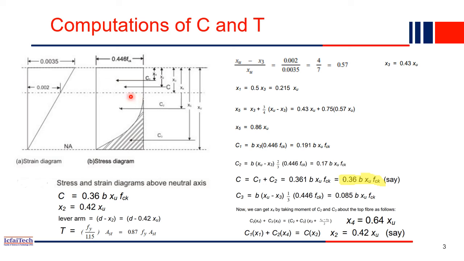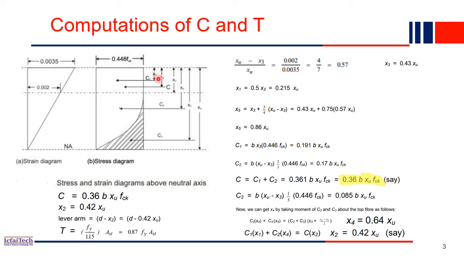So CG of this rectangle will be x3 up to this plus half of this rectangular block, right? So half of this rectangular block means how much? What is this distance? Entire distance is xu minus x3, so by 2 will be the half. So x3 plus (xu minus x3) by 2. So this is the CG distance. From this expression you find out what is x4. So x4 comes out to be 0.64 xu.